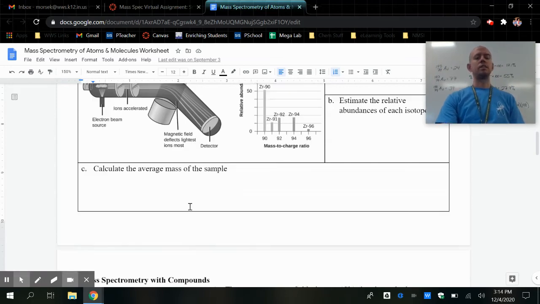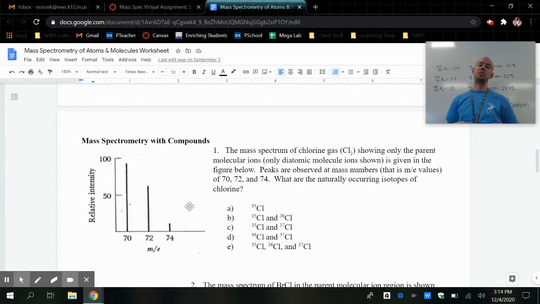That was a nice break. As we go on to these next, we're starting to look at compounds.